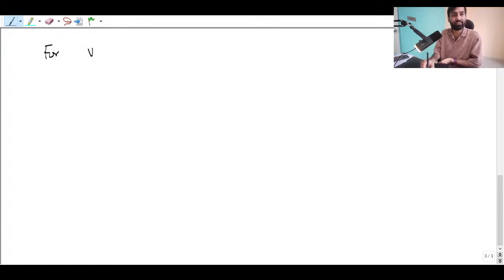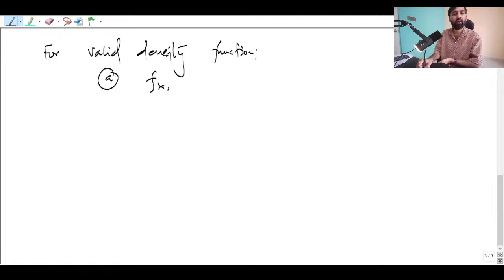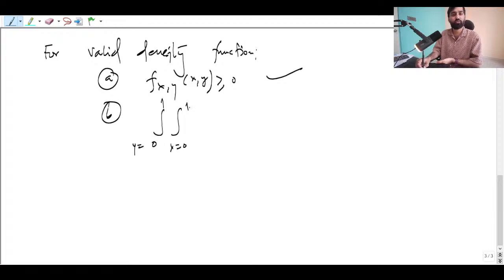So for a valid density function, the first check is that it must be greater than 0, and that is okay. The second one is that you have to integrate over x and y. So x is going from 0 to 1, and y equal to 0 to 1, and x also from 0 to 1. Here you write x plus y, as the density function is given as x plus y.